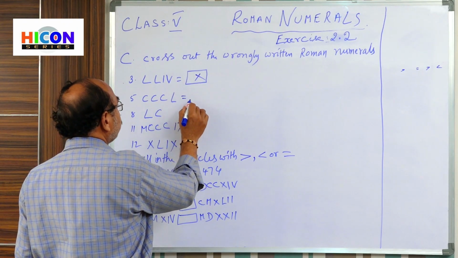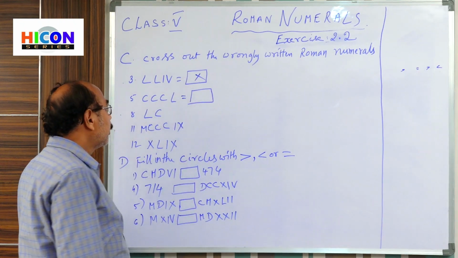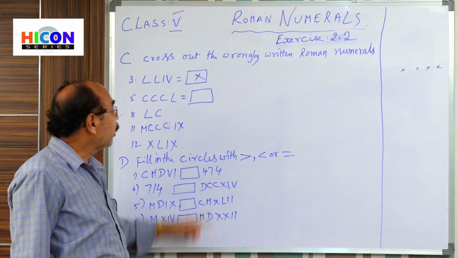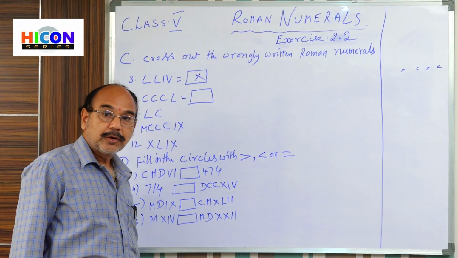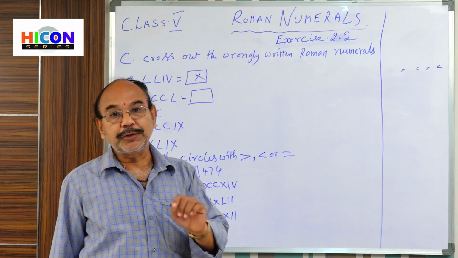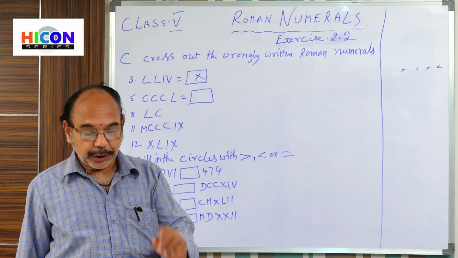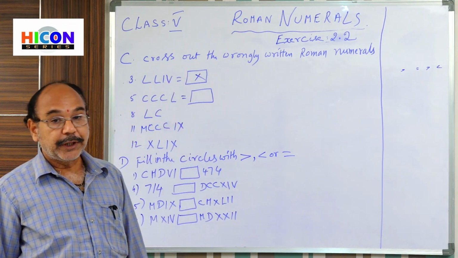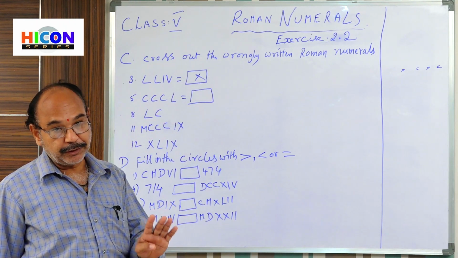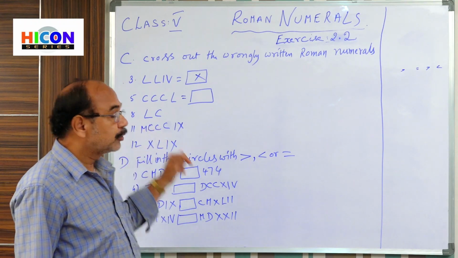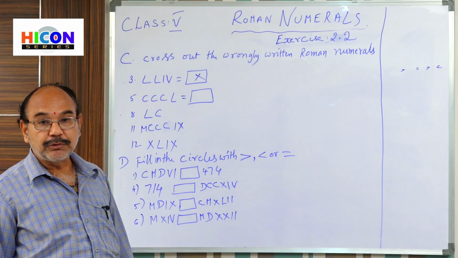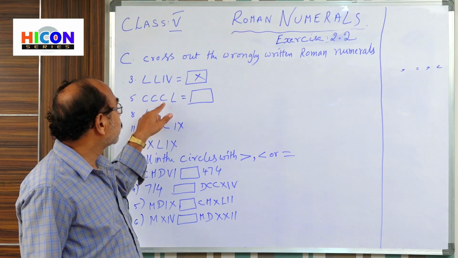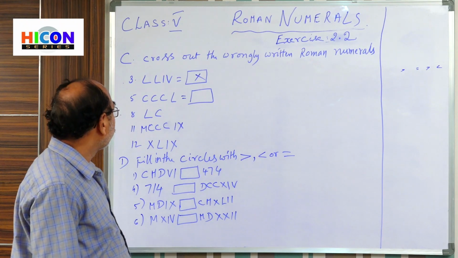Next, the fifth one here. Triple C, L. Here C is repeated 3 times. We can repeat X, C and M a maximum of 3 times. The three letters X, C, M we can use repeatedly, a maximum of 3 times. That's why we can accept this. Tick mark.